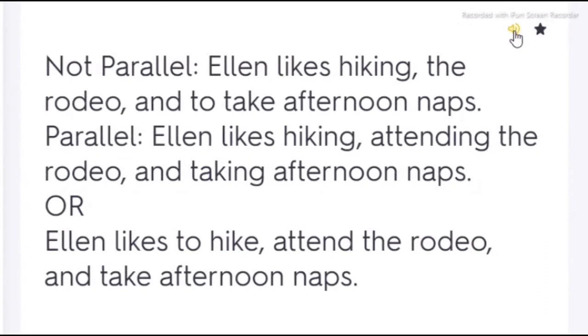Example, not parallel: Ellen likes hiking, the rodeo, and to take afternoon naps. Parallel: Ellen likes hiking, attending the rodeo, and taking afternoon naps. Or: Ellen likes to hike, attend the rodeo, and take afternoon naps.